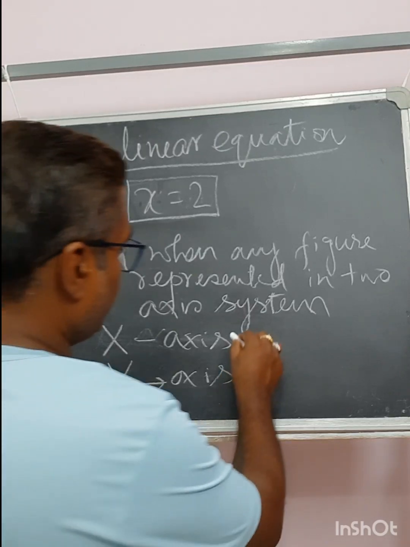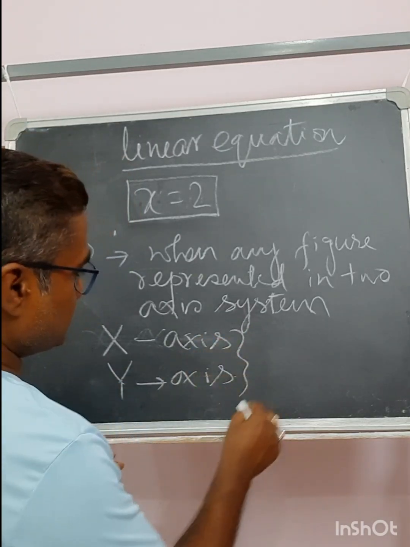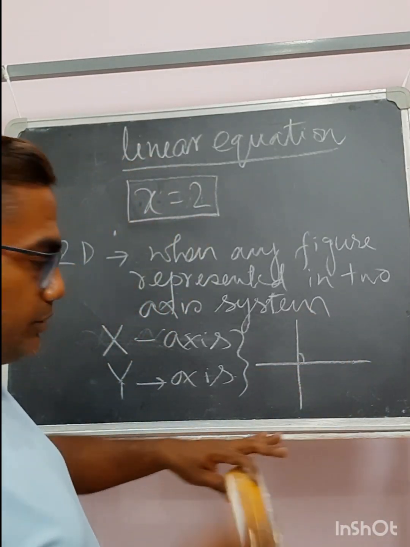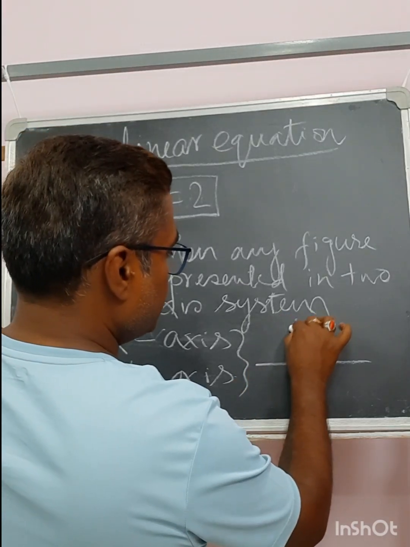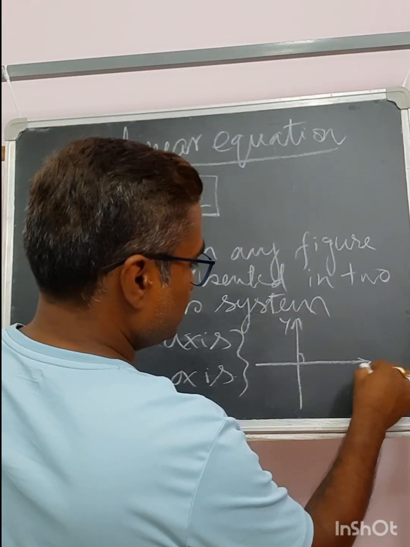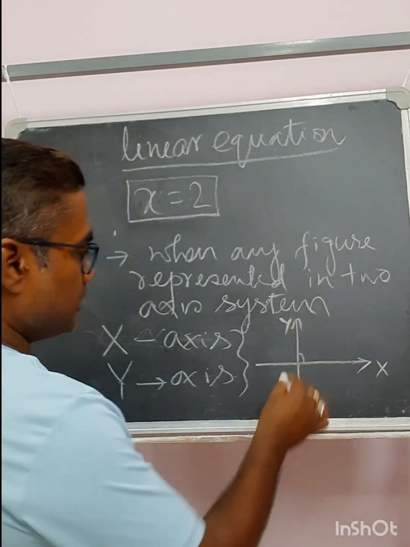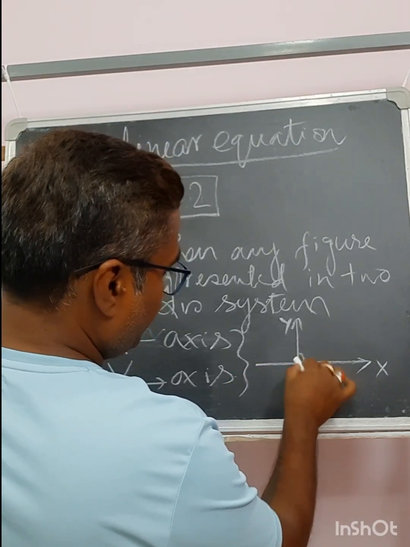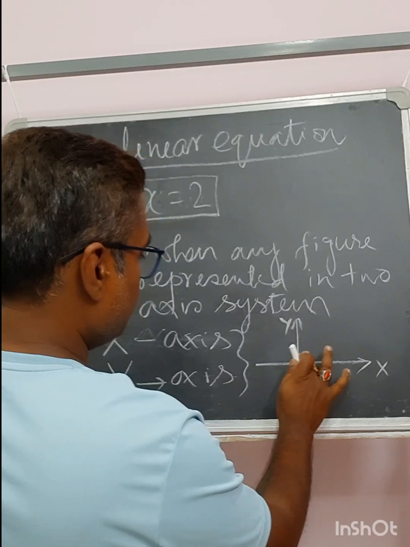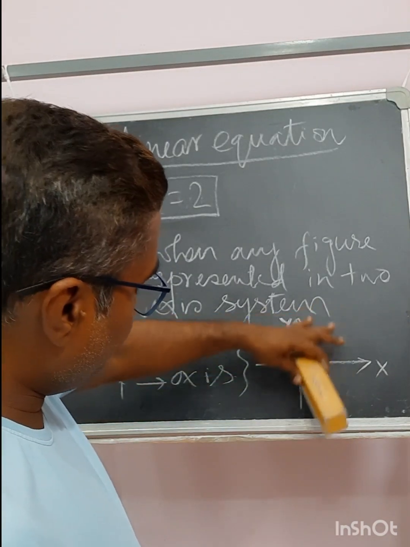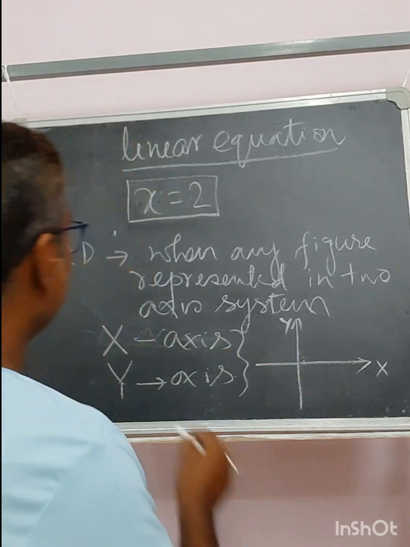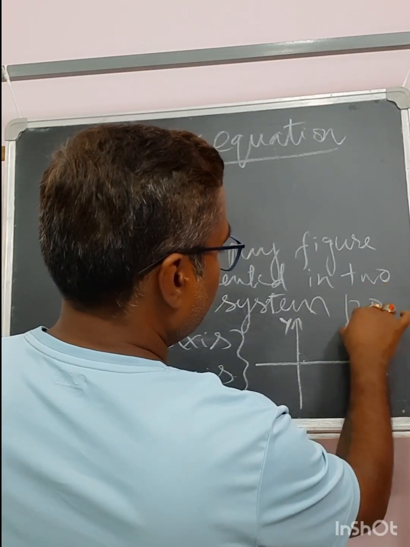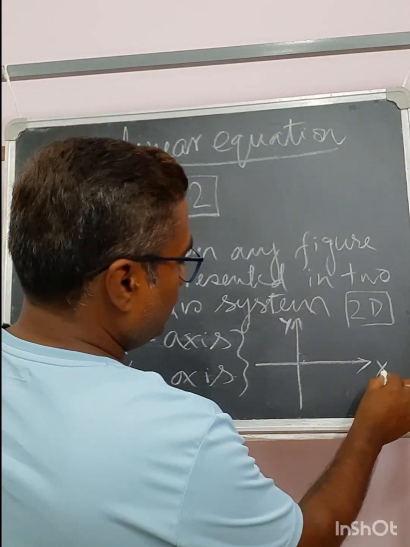what is the property of these axes? They intersect each other at 90 degrees, meaning they are perpendicular to each other, and this we call the y-axis, this we call the x-axis. So they are intersecting at some point, and they are perpendicular to each other. This is the property. In this plane, or in this structure, if I represent any figure, that would be a two-dimensional figure. That means I will get only two dimensions of that figure.